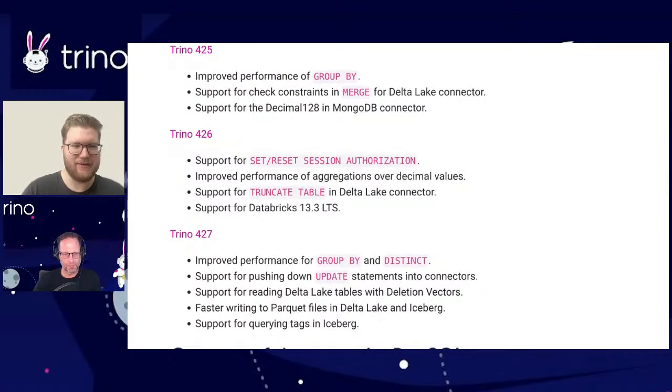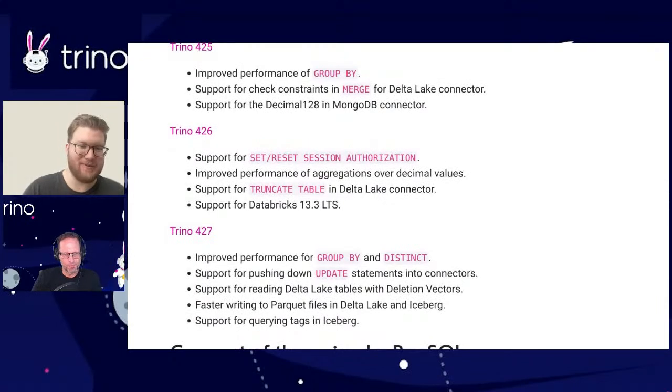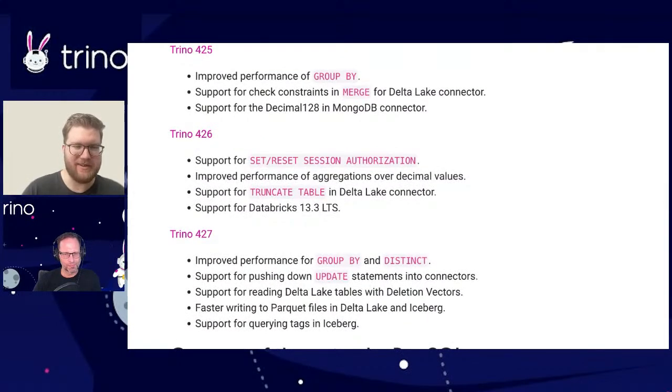And then 427 brought even more improved performance for group by and distinct, as well as a couple bug fixes related to the performance improvements in 425. So if that's something you're excited for in 425, get to 427 as quickly as possible, I'd recommend, because it is completing the improvements that the feature in 425 did. We have support for pushing down update statements into connectors.